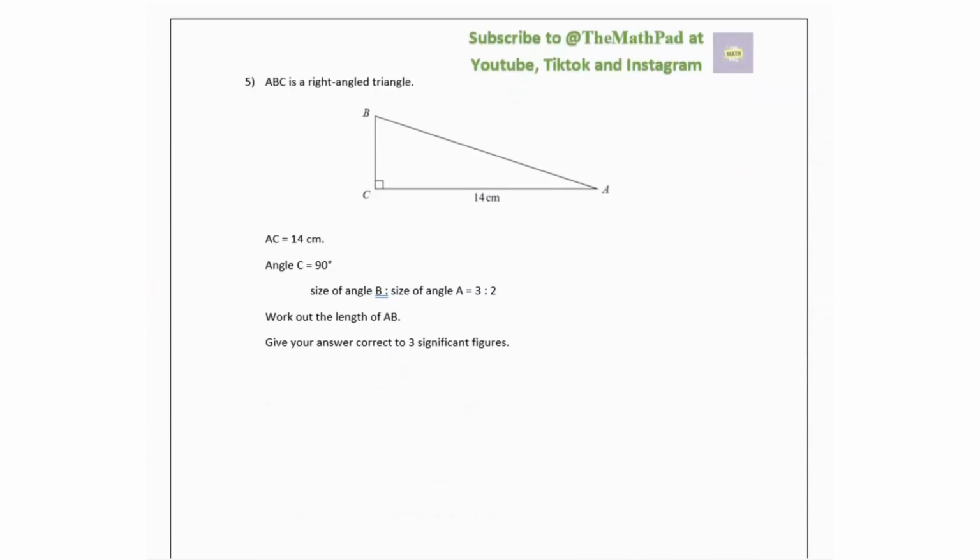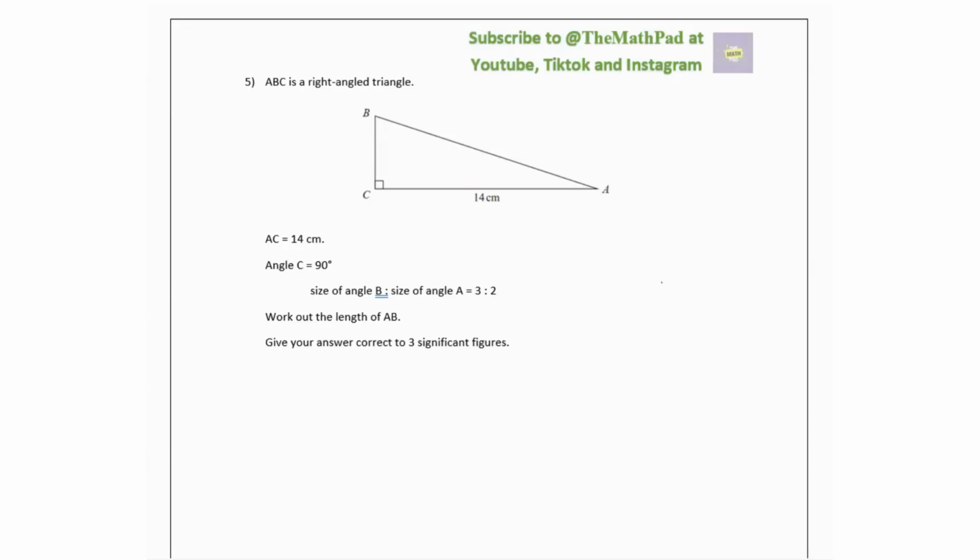Then it says ABC is a right angle triangle. AC is 14 centimeters. Angle C is 90 degrees. The size of angle B is to the size of angle A is 3:2. Work out the length of AB. Give your answer correct to 3 significant figures. So it says the size of angle B is to the size of angle A is 3:2.